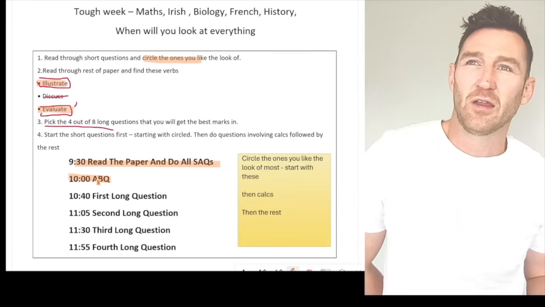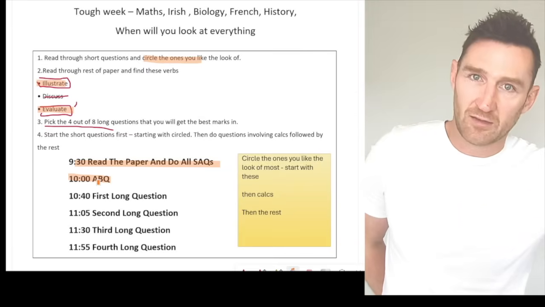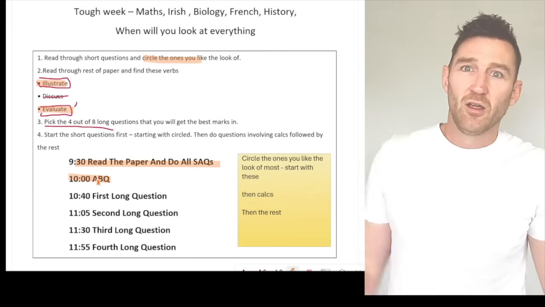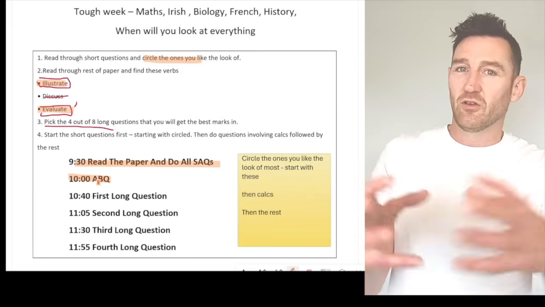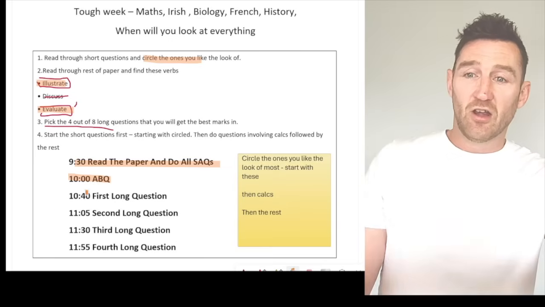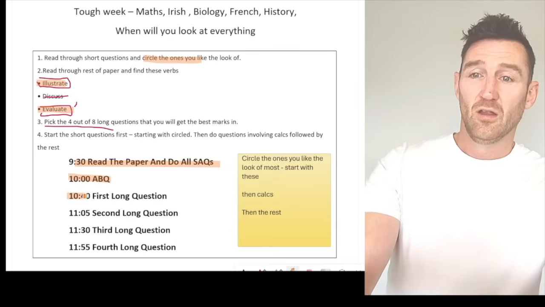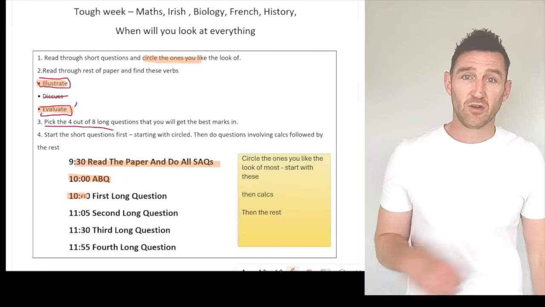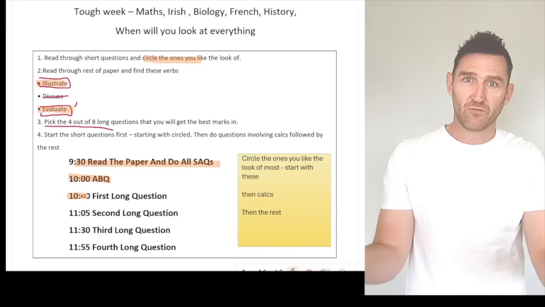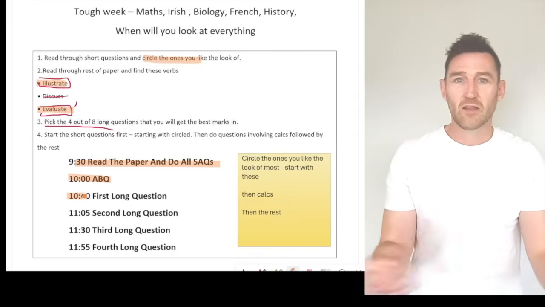And then the second reason I'd say do it second is because it's the thing that takes longest to do on the whole paper. Like I just said, reading the paper and doing a short question takes half an hour. Each long question is going to take 25 minutes each, but the ABQ is going to take you 40 minutes. So it's the thing that takes longest. So it's a good idea to do that when you're one, fresh and two, confident. So that's why I do it second.